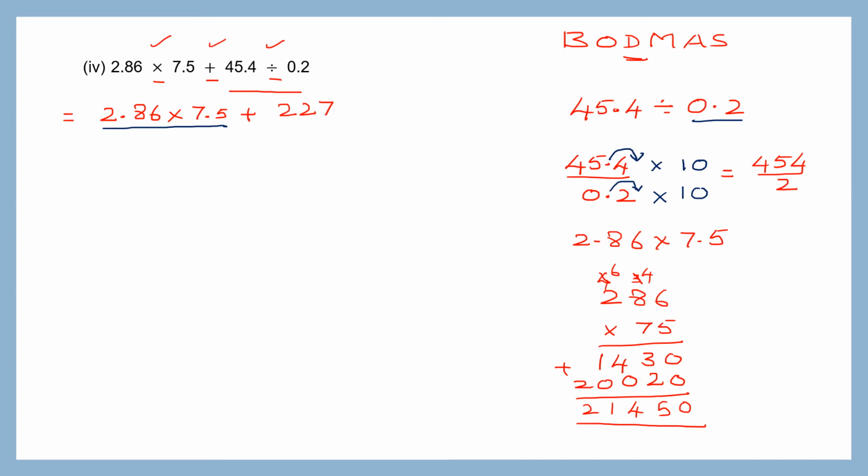Now don't forget to get back to the question and check the number of decimal places. I have 2 and 1 here. 2 plus 1 is 3. My answer also should have 3 decimal places. So I'm moving my point from here: 1, 2, 3. So my point has to come here. So what do I get? 21.450. So let me write that down, my answer here on top.